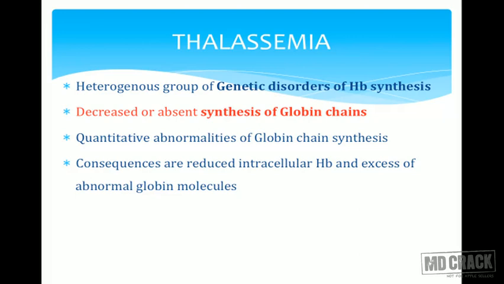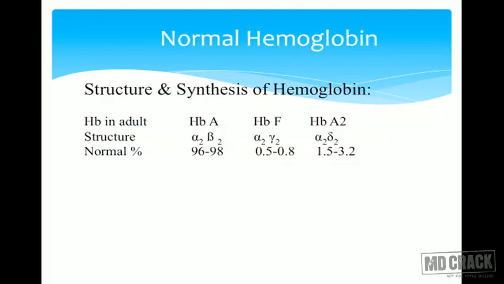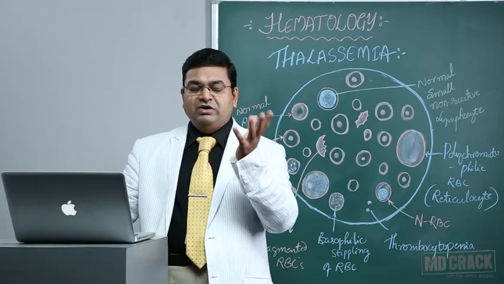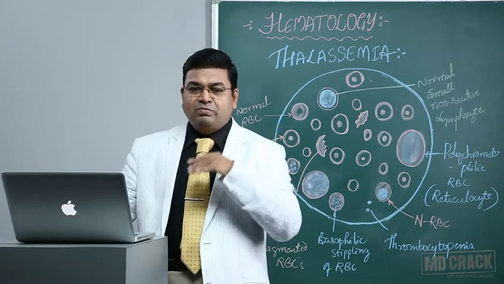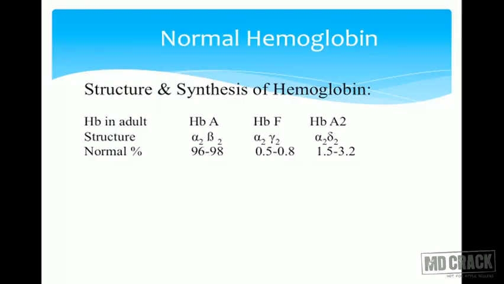Most of the consequences of thalassemia are due not only to the reduced intracellular hemoglobin, but also due to the excessive synthesis of these abnormal globin molecules. So that will accumulate and they are the ones which are more problematic. If you see the normal hemoglobin structure, a normal adult contains mainly hemoglobin A, which is made up of alpha 2 and beta 2.